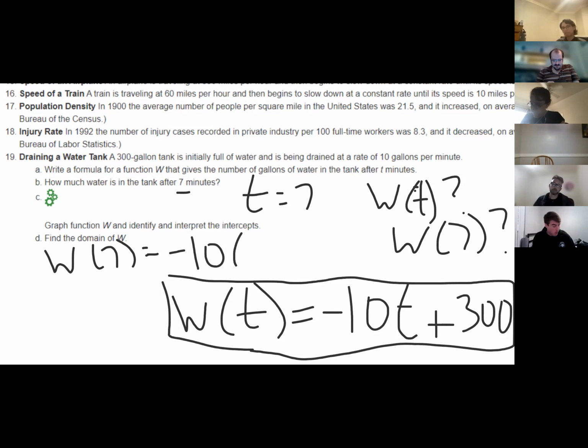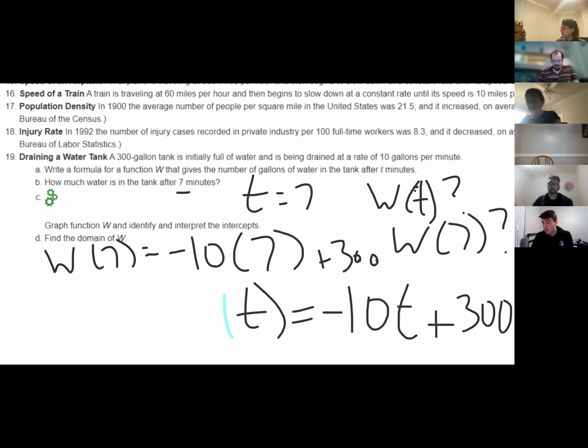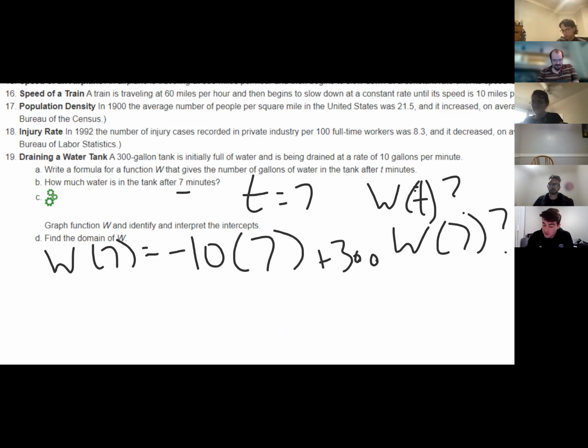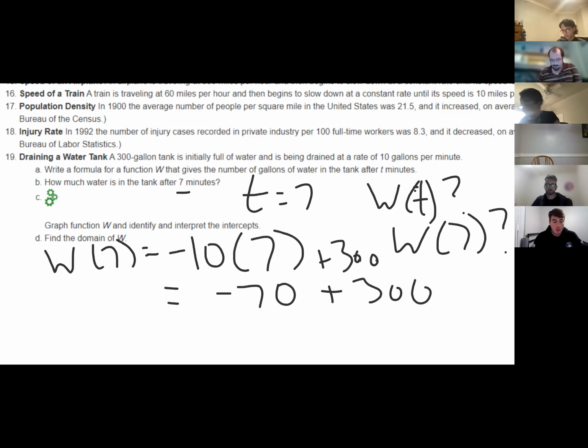The important thing is you're plugging in the 7 into your minus 10t, right? I don't have a lot more room, so I'm going to end up erasing stuff I'm using. But there's my formula, and now my formula's gone. But there is my formula with the 7 plugged in. So this is what? -7 times 10 gives me -70, plus 300 equals 230.